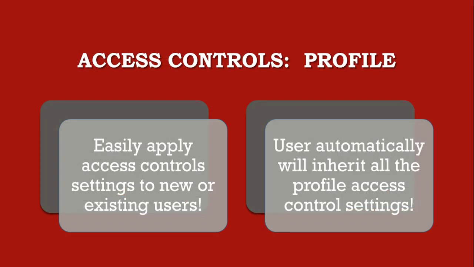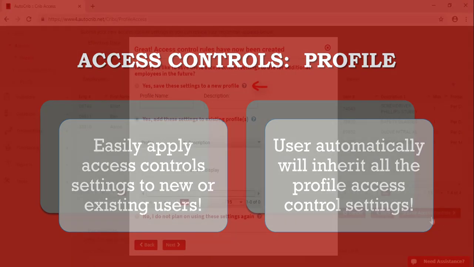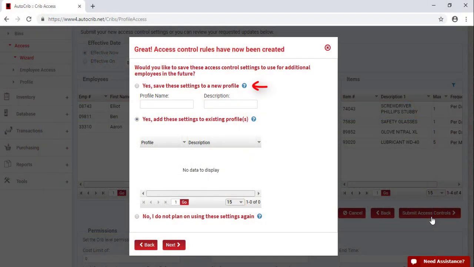A profile allows you to easily apply access control settings to new and existing users. When you select a user and assign them a profile, they will automatically inherit all the profile access control settings. If you would like to proceed with this option, select the radio button next to the title, then enter a profile name and a description.